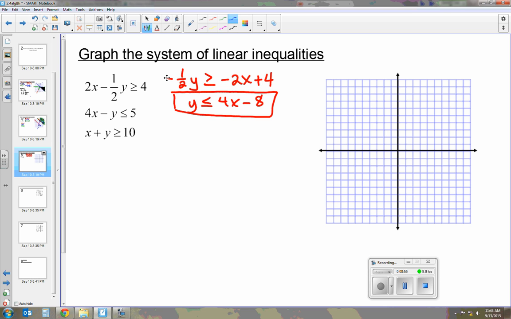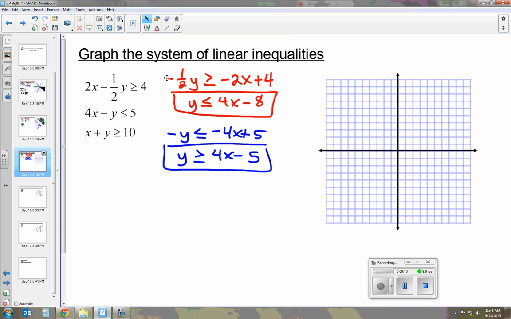Our next one is negative y is less than or equal to negative 4x plus 5. Multiply by negative 1, so we flip the sign. So we get y is greater than or equal to 4x minus 5. That's our second inequality. And our very last one is y is greater than or equal to negative x plus 10. I'm going to graph those three.